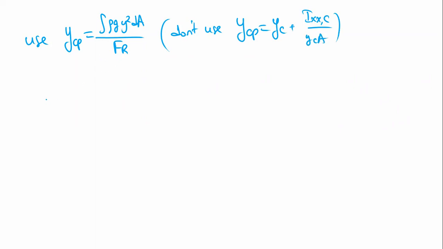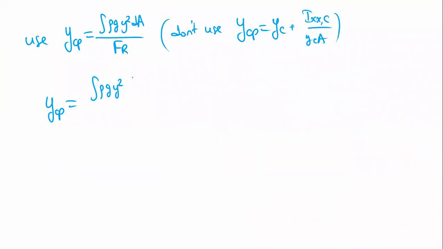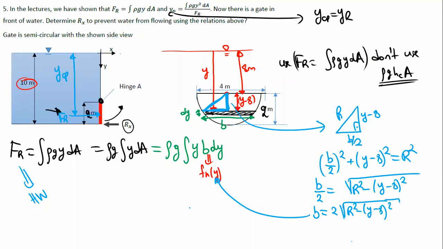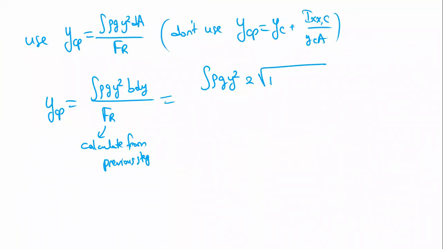So I will do it. This part is very easy because I just replace: rho is there, g is there, y squared is there. And instead of dA, you can write b dy, and b is a function of y. And the FR value, you will calculate from the previous step, which will be homework. So then you will just write rho g and then y squared, and then instead of b, I will just write 2 times the square root of r squared minus y minus 8 squared, multiplied with dy.